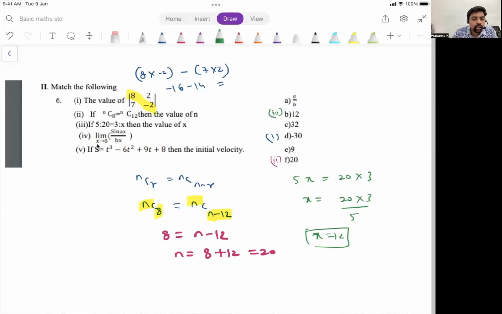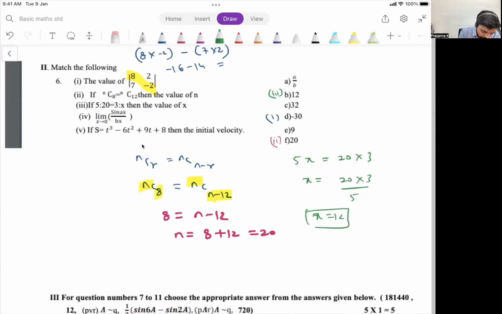And fourth one, limit x tends to 0, sine of ax divided by bx. Again, this is a standard limit. Limit x tends to 0 of sine x by x is 1. So here the angle and the denominator must be the same. Then only you can apply this standard limit. So sine of x divided by x, this angle should be equal to the denominator.